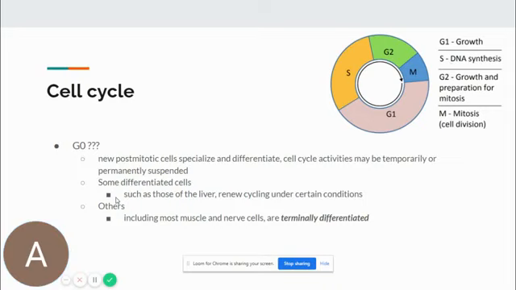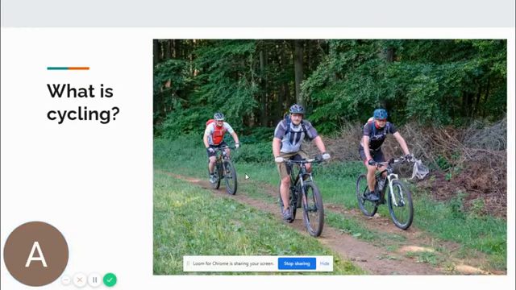No, in some organs, like for example the liver or the kidney, they can be recalled back to the cell cycle, back to cycling. But in some cells, they don't. No, so like for example, neurons or skeletal muscle. These are considered to be terminally differentiated. So ito siya, G0. Okay?